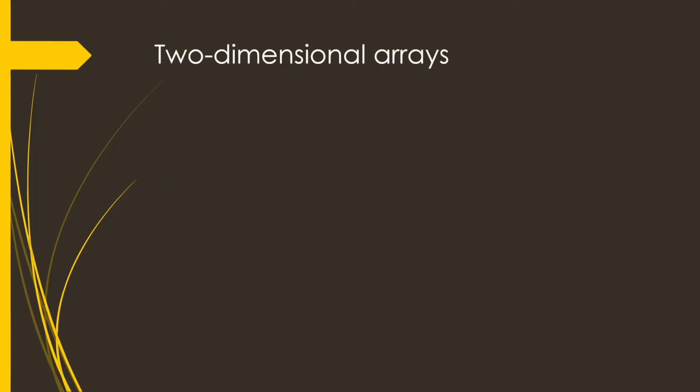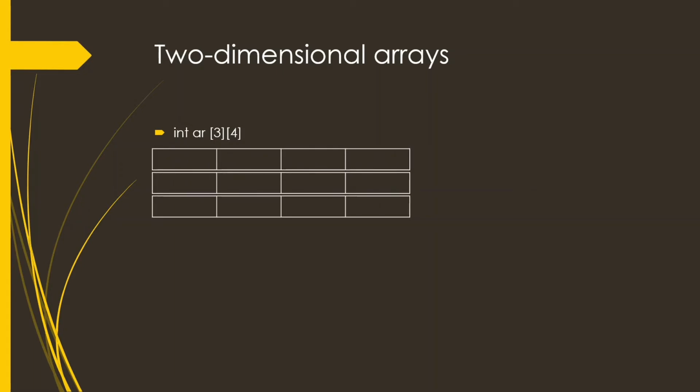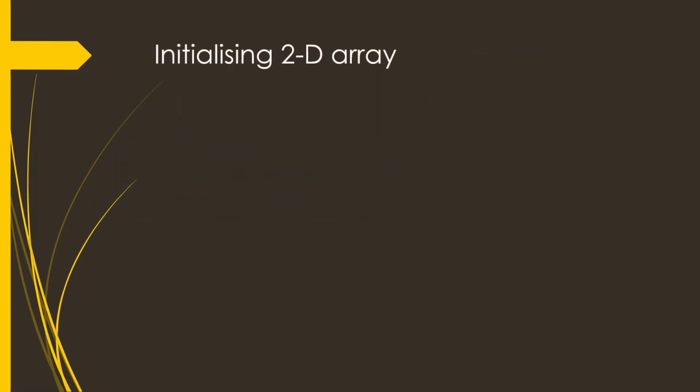Now let's discuss two-dimensional arrays. If we have a two-dimensional array, suppose int ar with 3 and 4, this basically means that there are three 1D arrays with 4 elements, and if we see it all together, it is basically a matrix with 3 rows and 4 columns. Next is how to initialize a two-dimensional array.